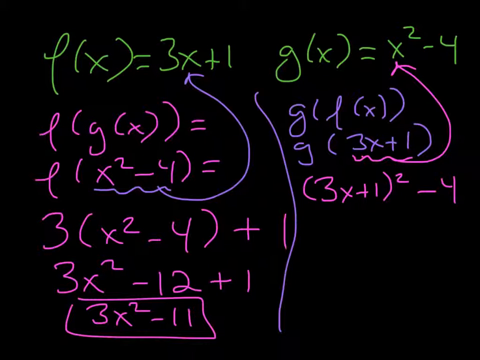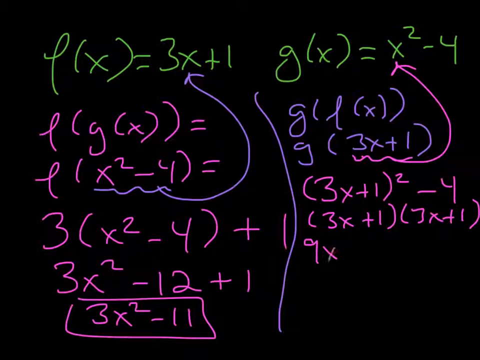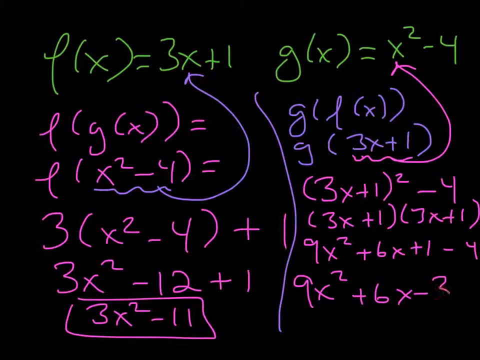And now you have to FOIL this out. This is going to be 3x plus 1 times another 3x plus 1. So I'm going to get 9x squared plus 6x plus 1. And then don't forget this other minus 4 that we had here on the end. So my final answer is going to be 9x squared plus 6x minus 3. And that is the final answer.